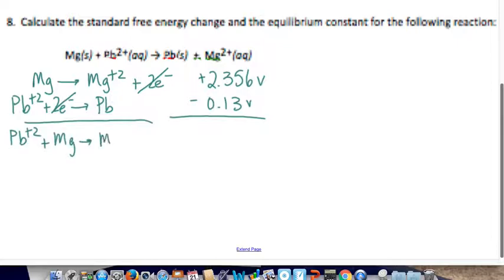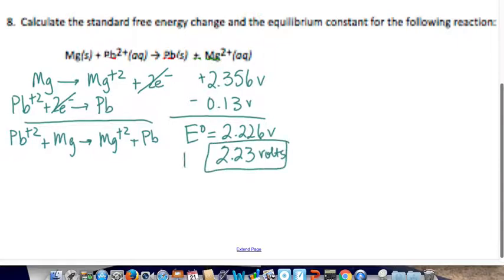You're going to see in a minute when we do Nernst equation how important having our balanced coefficients in this overall is going to be. So what is our overall E naught then? 2.226 volts. So with this being 2 decimal places, we're going to call it 2.23 volts. And that would be our E naught. Okay, so that's that one.